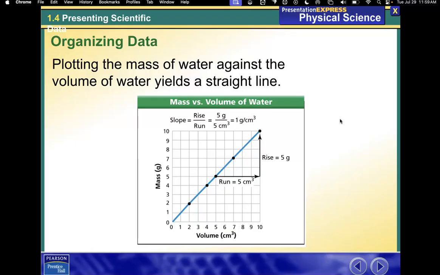Plotting the mass of water against the volume of water yields a straight line. So here we've got volume on the x, mass on the y, and then we take a point here and we go up 5 and over 5. So we go run 5, rise 5. But rise divided by run equals 1. 5 divided by 5.